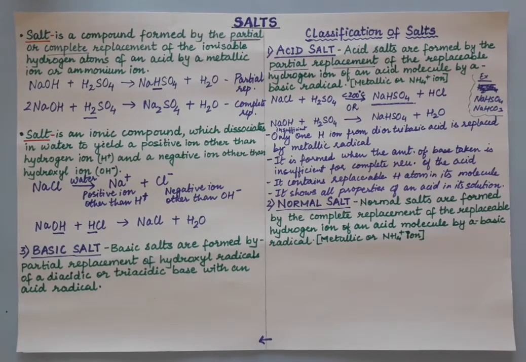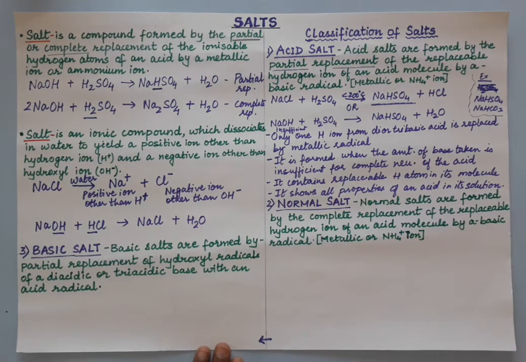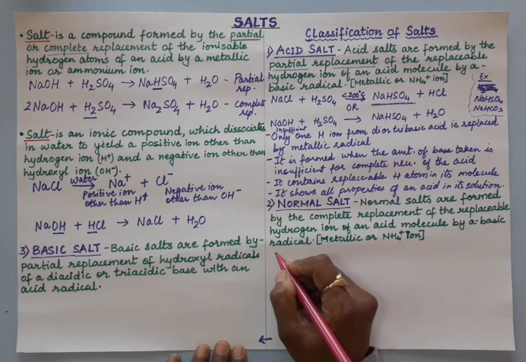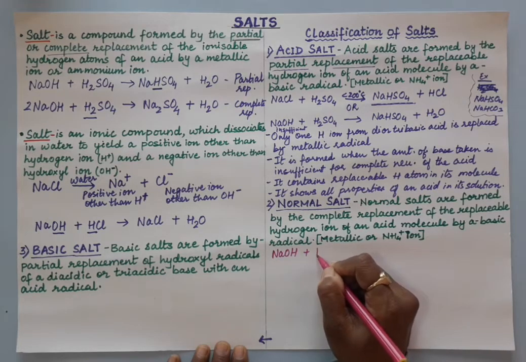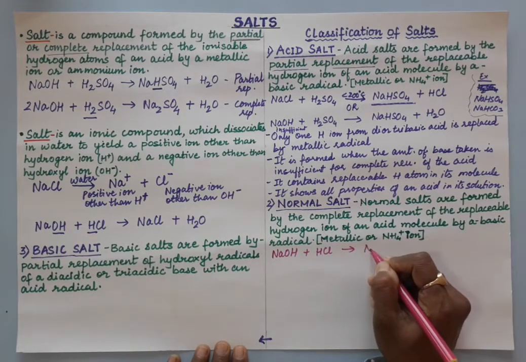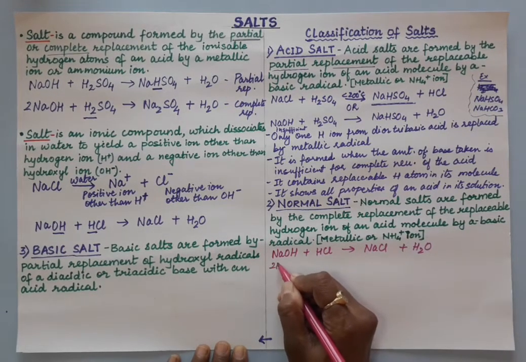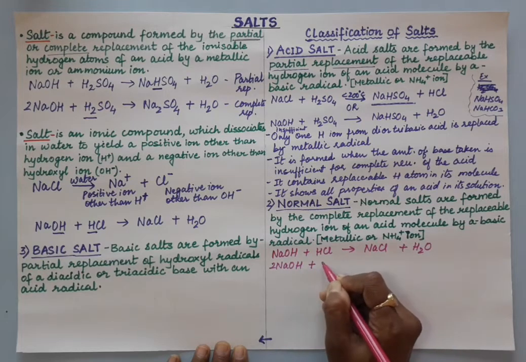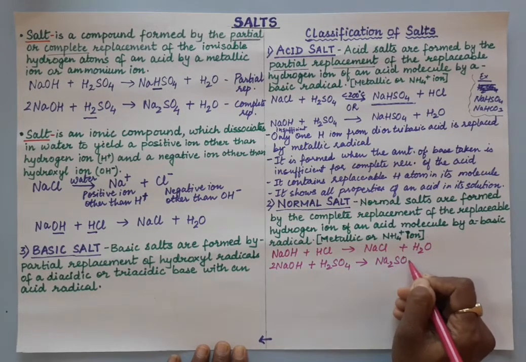Right, now next is normal salts. So let us understand normal salts, all of you. Normal salts are formed by complete replacement of the replaceable hydrogen ion of an acid molecule by a basic radical. Let us take the example in the form of reaction. NaOH when it reacts with HCl, you will get NaCl plus water. Whether you take monobasic or dibasic, it will be complete replacement of hydrogen atoms, and that is how we get normal salts.